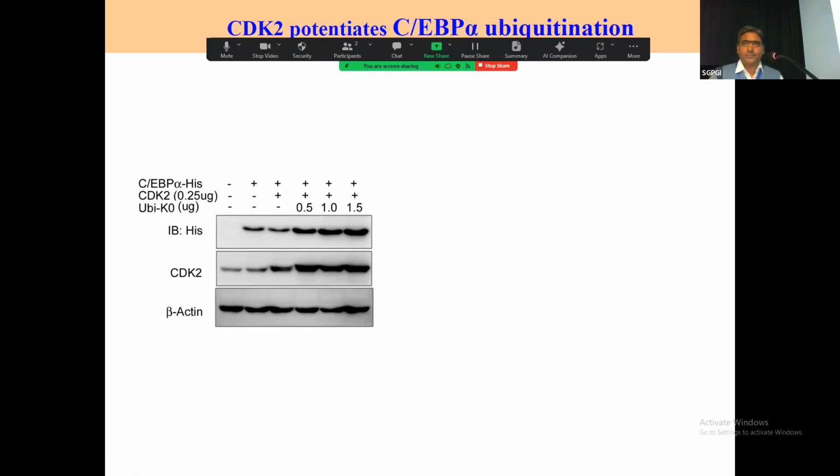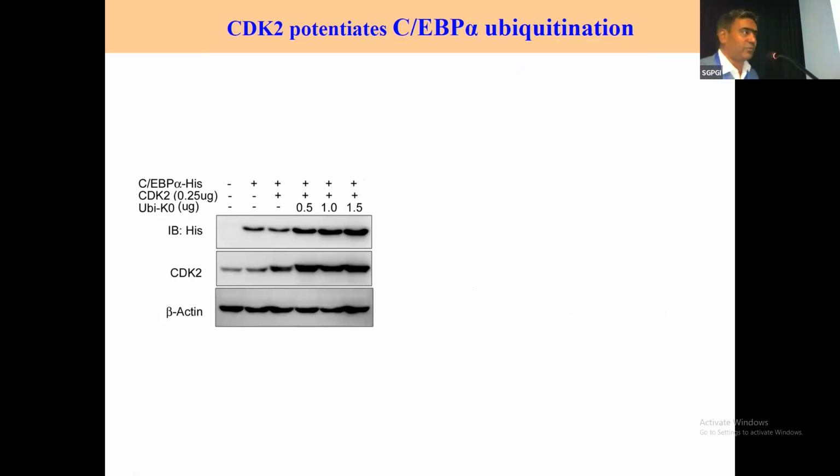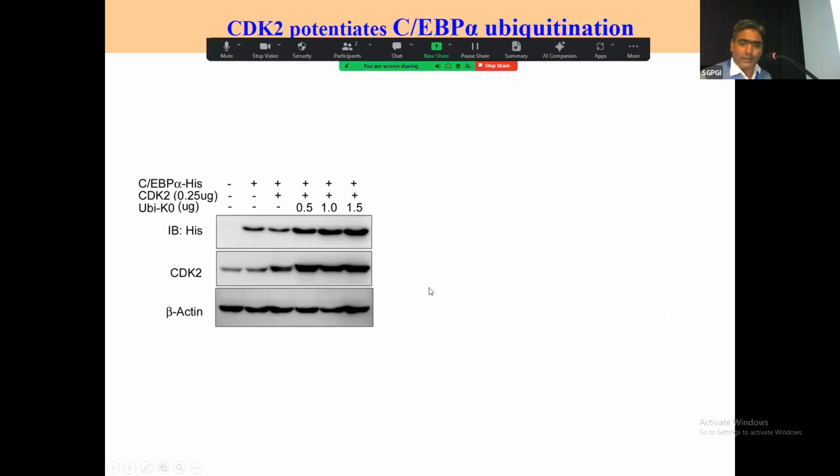Now, like I said, with proteasome inhibition there was restoration of CBP alpha. So how is it doing this? Because CDK2 is a kinase, it is not an E3 ligase. But we wanted to confirm if it is really happening via ubiquitination. So we used here a mutant where all the lysines of the ubiquitin are mutated.